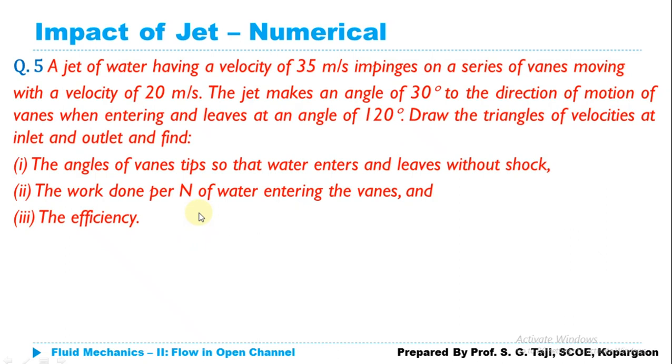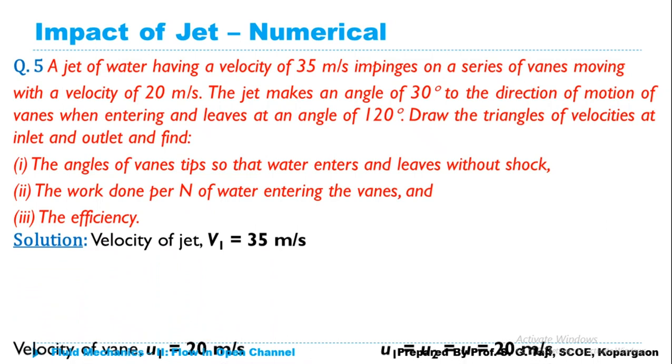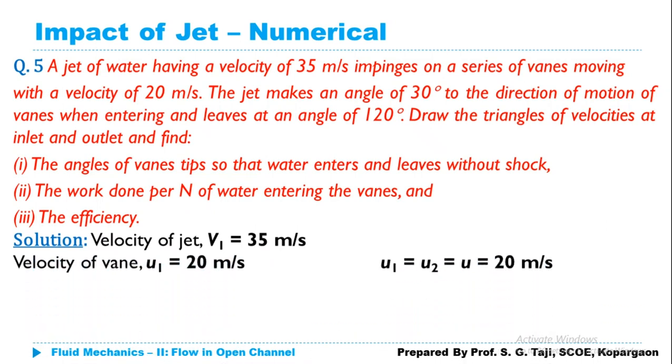The foremost thing, we will first write down the given data and try to draw the inlet and outlet velocity triangles. So the first given data, what they have given? They have given jet of water having velocity 35 meter per second. That means they have given V1. It impinges on the series of vanes, that is striking on the series of vanes, which is moving with the velocity 20 meter per second. So they have given U1, that is U1 is equal to U2 is equal to U, 20 meter per second.